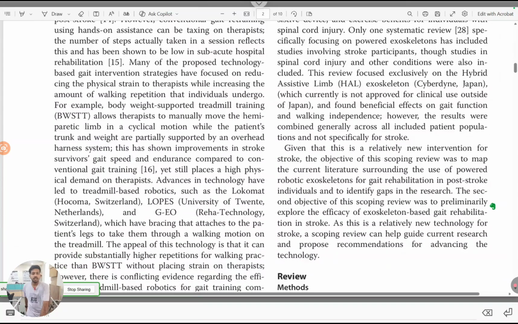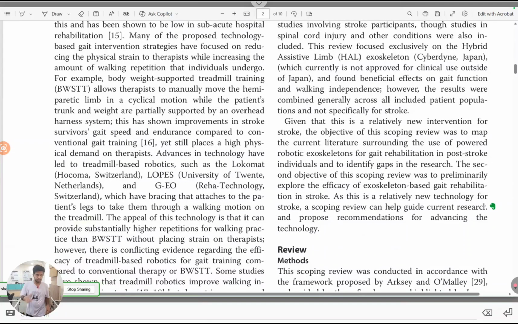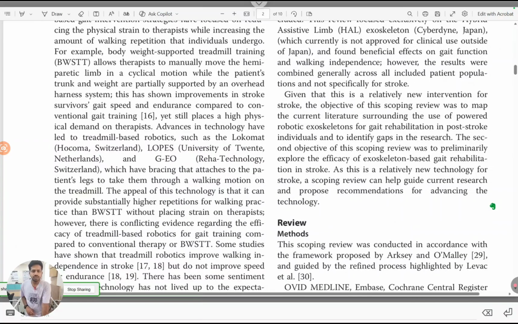Given that this is a relatively new intervention for stroke, the objective of this scoping review was to map the current literature surrounding the use of powered robotic exoskeletons for gait rehabilitation in post-stroke individuals and to identify gaps in the research. The second objective was to preliminarily explore the efficacy of exoskeleton-based gait rehabilitation in stroke. As this is relatively new technology for stroke, a scoping review can help guide current research and propose recommendations for advancing the technology. So, the review is the method.